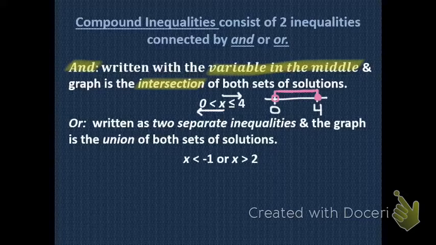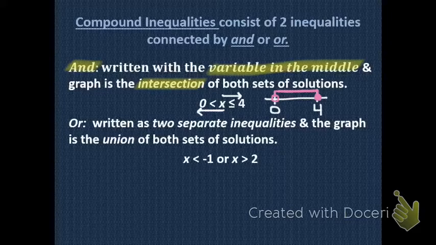So we're going to remove the arrow heads, and we're just going to let those two lines intersect with each other. All right? So you say, Ms. Johnson, how am I going to remember the difference between and or? Here's the first thing. And has the variable in the middle, and the graph should meet in the middle. So the variable's in the middle, and the graph should meet in the middle.